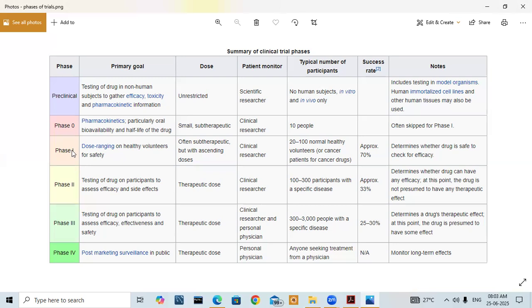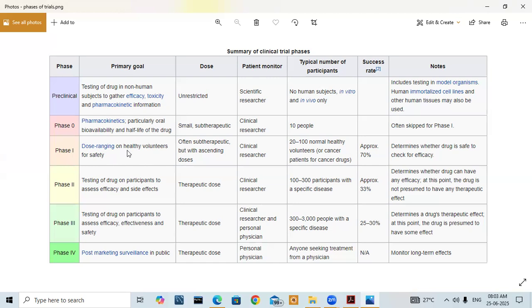Listen carefully. For all the phases, there is one purpose, one goal for every study. Every phase is a separate study, we can say. Phase 1 is done for what? To establish what? The safety of the drug. Whether the drug is safe to use in human beings or not, we want to establish, we want to confirm. For that, we are doing the phase 1 studies.